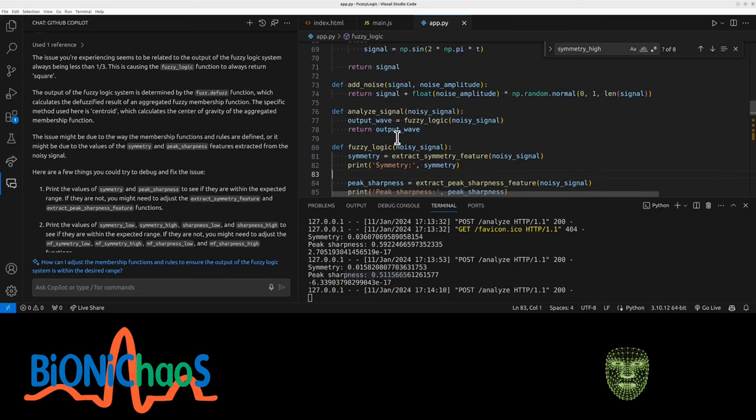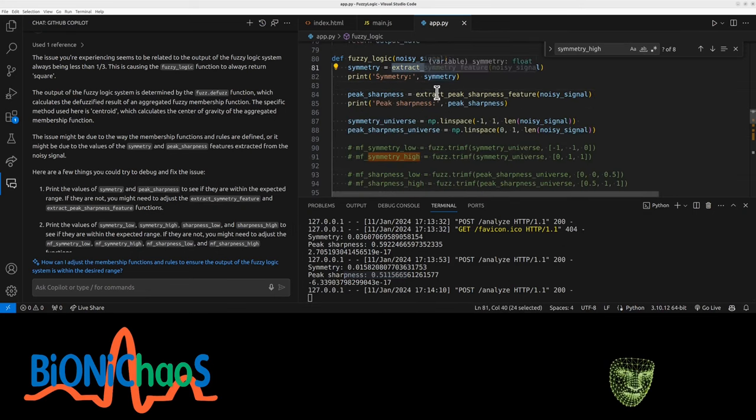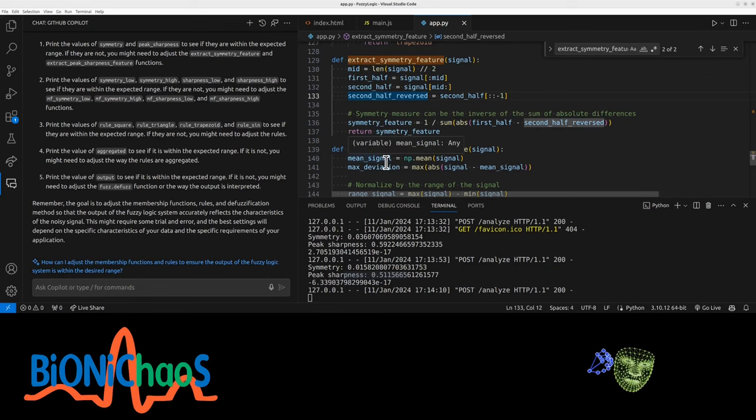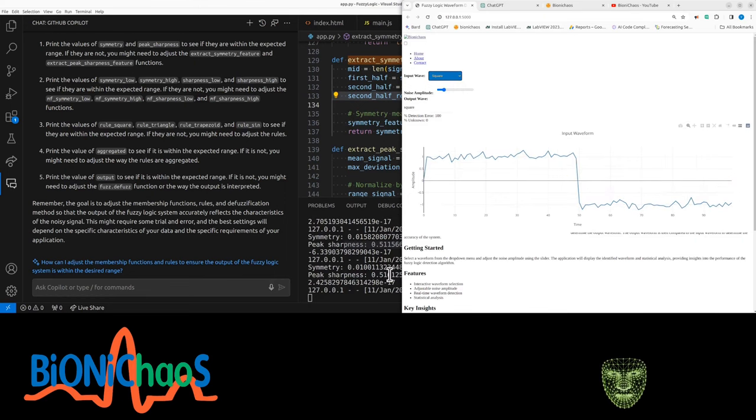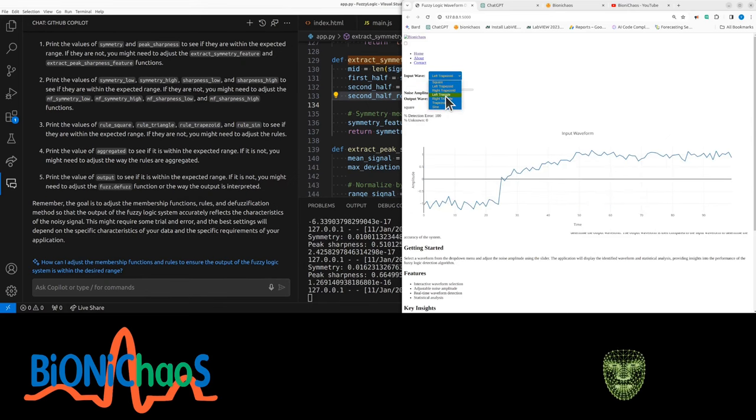We need to look at those functions extracting symmetry. So we're dividing the signal by 2, first half, second half, reverse the second half, and the symmetry measure is the inverse of the sum of the absolute differences. Yeah, this is a bad feature because, if the square function was actually different, it should have had the -1, then going to 1. So maybe if we shift left trapezoid. Yeah, we need to change those functions.